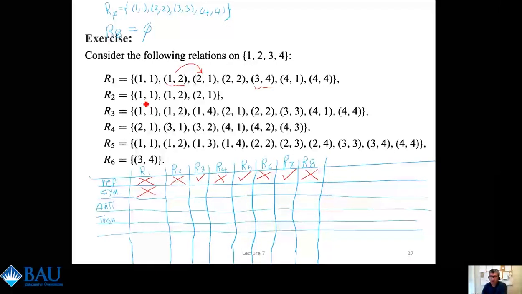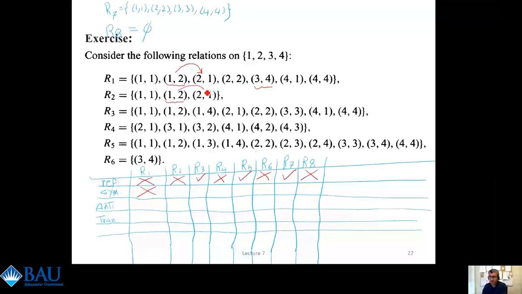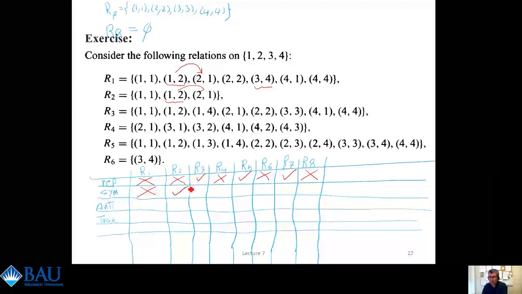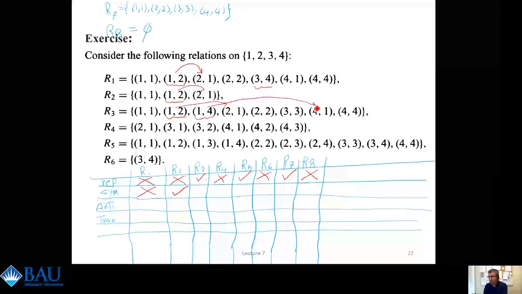R2. 1,1, you don't need to check it. 1,2. We have 2,1. Therefore, yes, it is. R3. We have 1,2 and 2,1. We have 1,4 and 4,1.